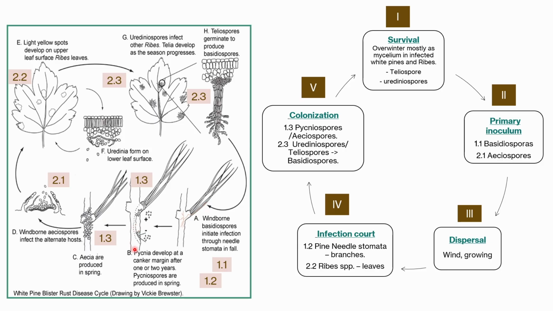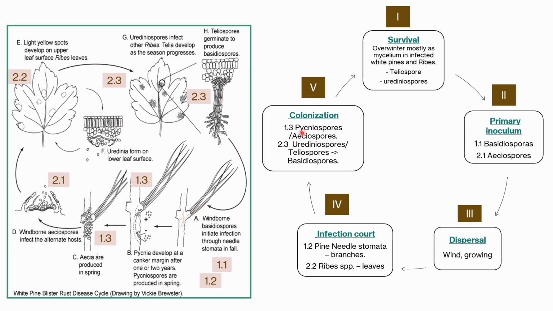The pycnia are composed of pycniospores, and the pycnia will develop at canker margins in the spring after 1 or 2 years. That's like the colonization. And then a process called plasmogamy will happen, which involves the pycniospores and receptive hyphae.